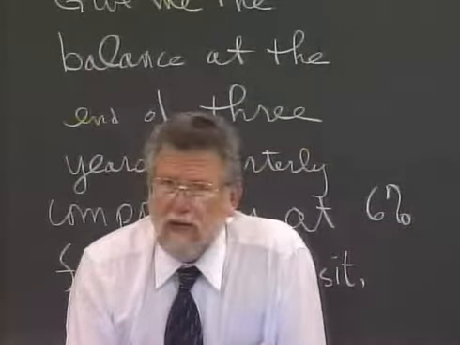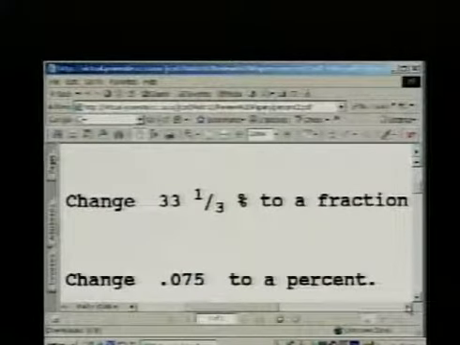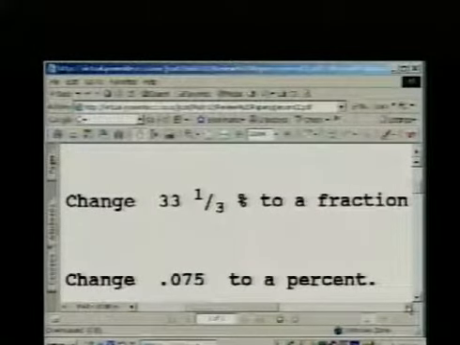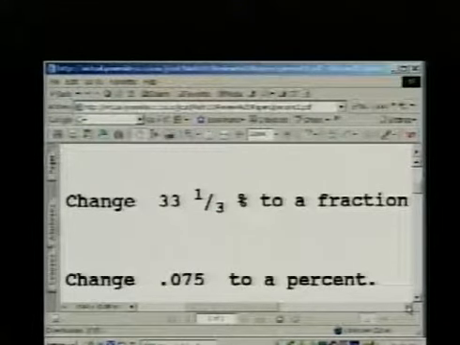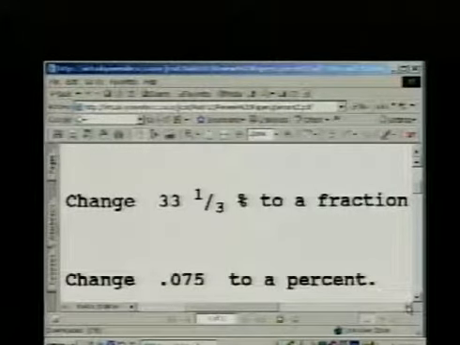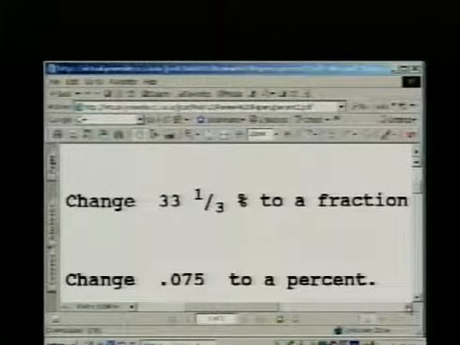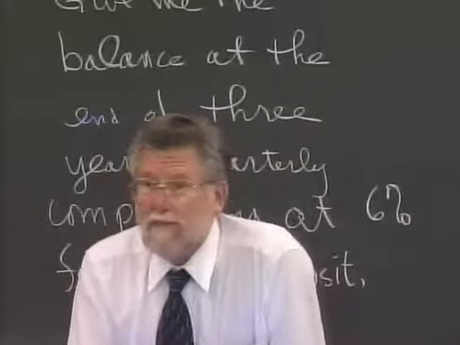33 1/3%, 1/3. Back to the document cam. For your .075 as a percent, who wants to take it? Chris, did you want to do that one? No. Okay. I want this as a percent, .075. What is it?